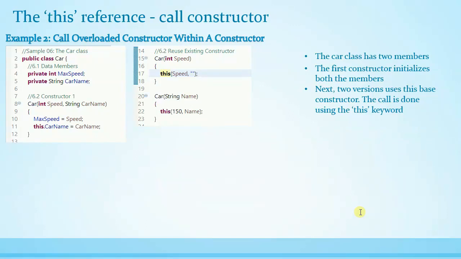And in the second version, the user is giving the car name. So in this case, we are once again calling the base constructor, which takes two parameters. First parameter, we are supplying as 150. That means we are giving a default speed for a car when the user constructs a car with just a name. The second parameter, we are passing to the constructor, which is an incoming parameter for the third version of the constructor, which runs from 20 to 23. So this is the second usage of the this keyword. Here this keyword represents the constructor.